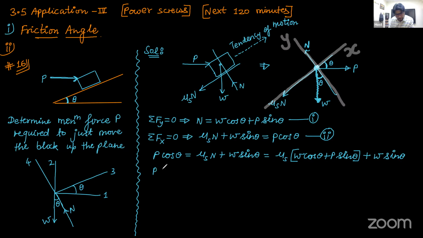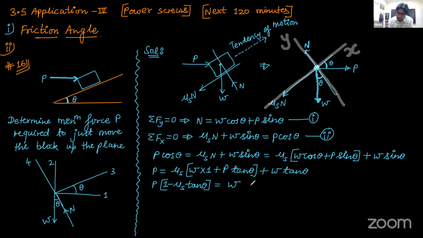Now, P I want finally, so let us divide by cos theta. If I divide by cos theta, cos theta divided by cos theta becomes 1, and sin theta divided by cos theta becomes tan theta, and here also sin theta divided by cos theta becomes tan theta. Now I take mu s P tan theta to the left side and take P common. So I have 1 minus mu s tan theta, and on the right side W is common. I have mu s plus tan theta.